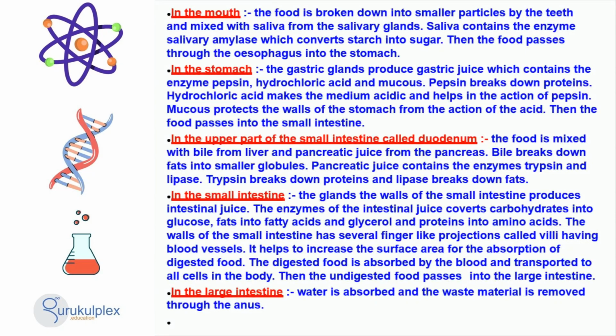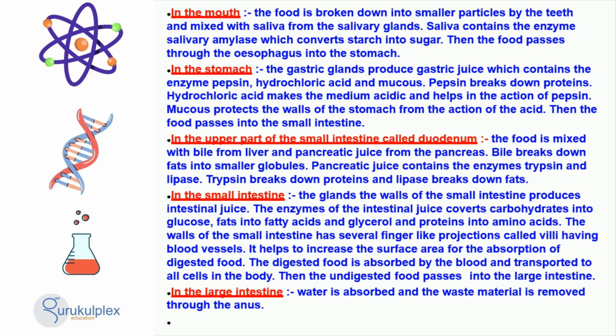Digestion is an important part of life. It starts with breaking down food into smaller particles by the teeth and saliva in the mouth. This is followed by the esophagus carrying the food to the stomach where gastric juice helps to break down proteins while also making the environment acidic and protecting the stomach walls.